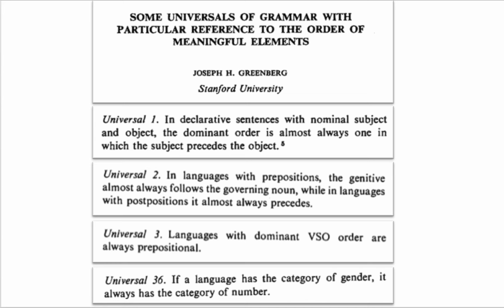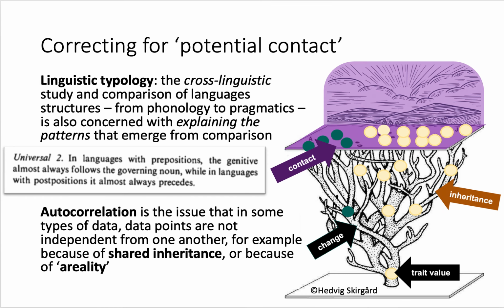So we're going to take number 2 here and explain a little bit more about that. Now you have on this slide the definition that I just discussed, and Universal 2, which states that in languages with prepositions, the genitive almost always follows the governing noun, while in languages with postpositions, it almost always precedes. And it doesn't really matter if you know what that means or not.